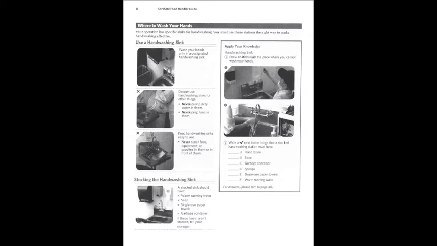Never dump dirty water in them. Never prep food in them. Keep hand washing sinks easy to use. Never stack food, equipment, or supplies in them or in front of them. Stocking the hand washing sink. A stocked sink should have warm running water, soap, single-use paper towels, and a garbage container. If these things aren't stocked, tell your manager.